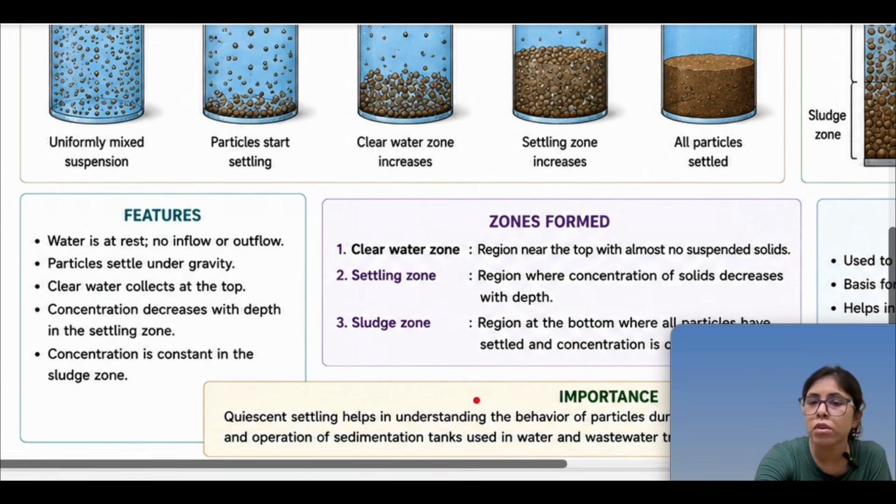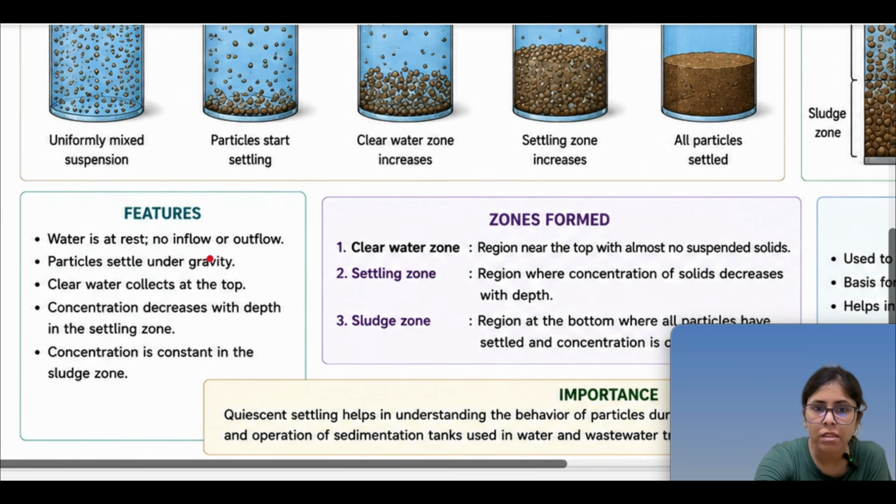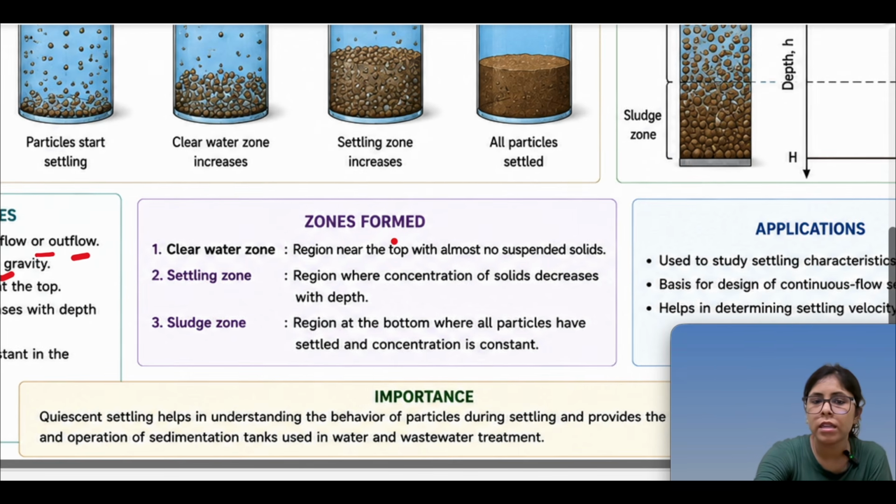So the features of quiescent settling: it is a quiescent tank. Water is at rest, there is no inflow or outflow, we know that. Particles settle under gravity here. Clear water collects at top. Concentration decreases with depth in the settling zone, and concentration is constant in the sludge zone. Okay, and then we saw there are three zones: clear water, settling, and sludge zone.